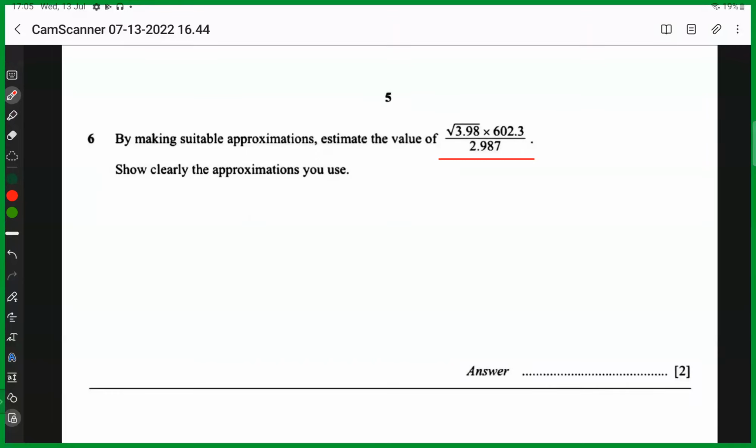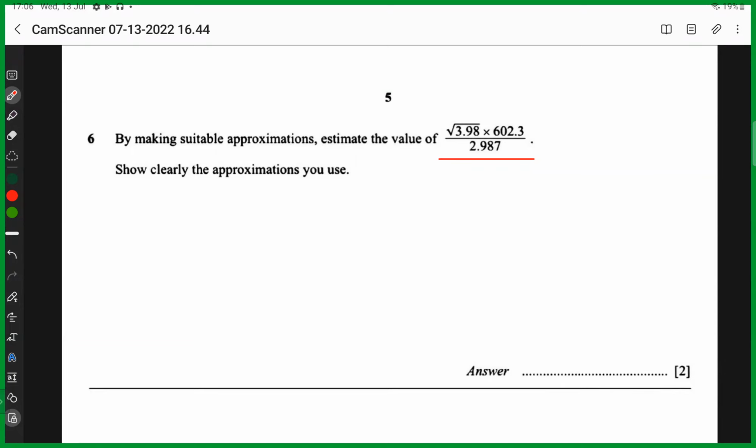You need to round off the numbers. You can round them off as much as you want. Like you can round them off to one significant figure. If you want more accurate answer, you can round the numbers to two significant figures. Ideally, just round it off to one significant figure and make things easier for yourselves. Okay, so let's get started.